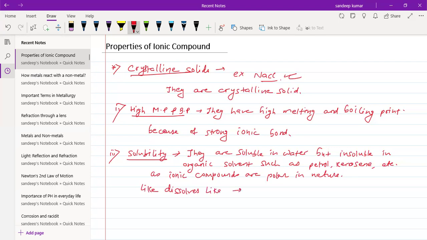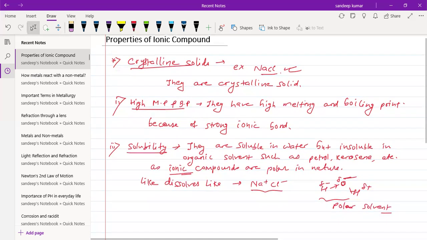So all the polar compounds dissolve in polar solvents. How can we say ionic compounds are polar? Because they have Na plus and Cl minus ion charges, right? Similarly, H2O: oxygen is more electronegative, so it will attract the electrons towards itself. Here delta minus and here delta plus is developed. So water is a polar solvent, and all the ionic compounds are soluble in polar solvents.